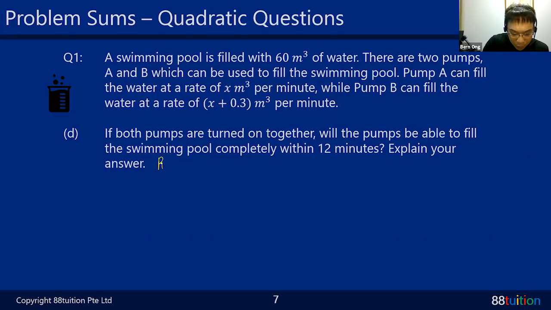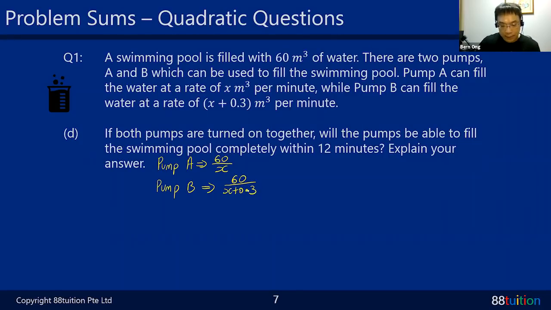So pump A, remember pump A is given as what? 60 over X, right? All right, and this one I found the time already. It's 27.5 minutes, correct? But pump B, pump B was how much? Pump B was given as 60 over X plus 0.3. Okay, this one is in minutes. Okay, do I need this? Do I need this? Right. All right, so down here, you must understand what is happening. Okay, in this case, do you actually need these two?